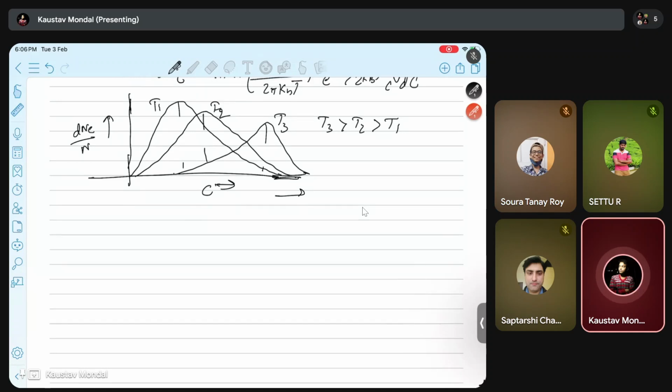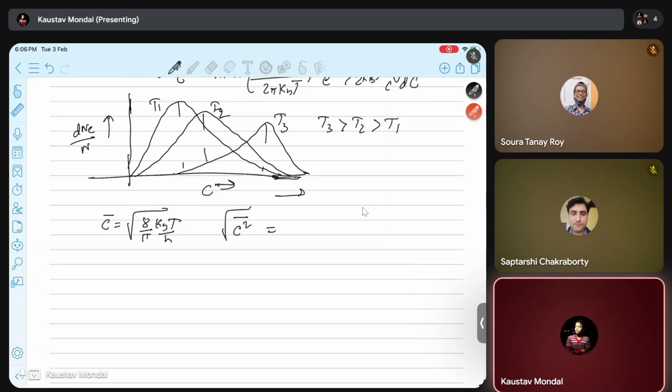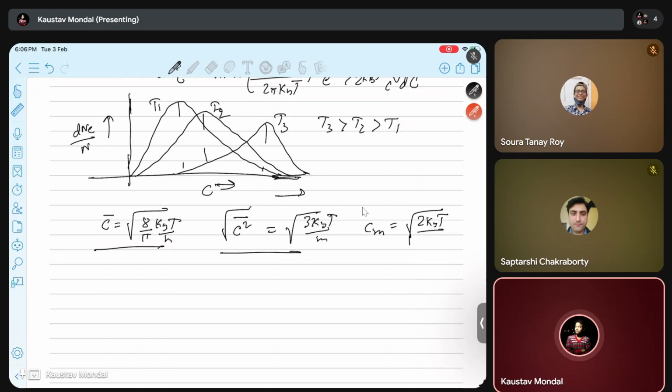From this distribution we calculated many things. One is the mean speed, that is under root of 8 kBT by pi m. We calculated the RMS speed, which is given by root of 3kBT by m, and we also calculated the most probable speed. This is the mean speed, this is the RMS speed, and this is the most probable speed.